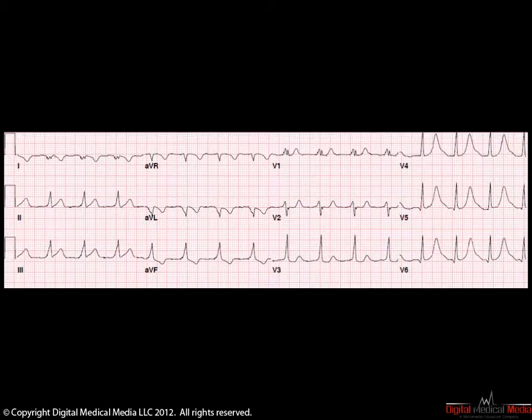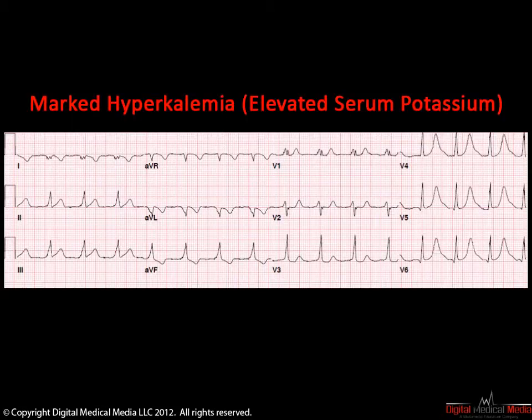However, the QRS in this 12-lead has been widened slightly so that there is a non-specific intraventricular conduction delay. Additionally, the P waves are almost non-visible in this 12-lead, but if you look carefully, they are still present in front of each QRS. This is a typical 12-lead for marked hyperkalemia, or elevated potassium levels.